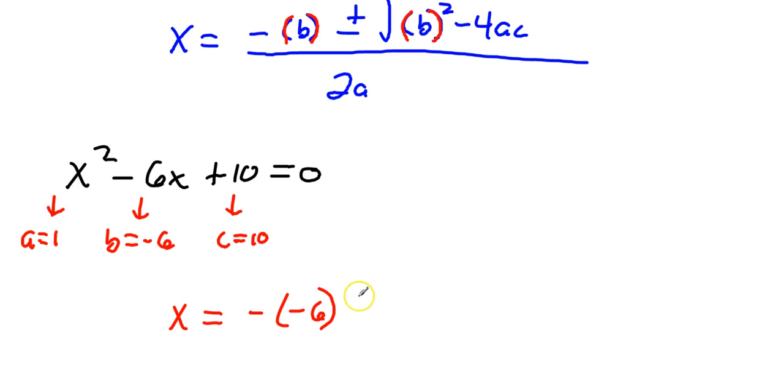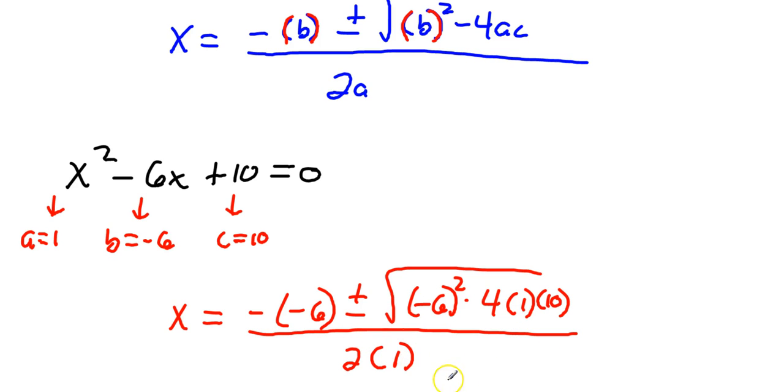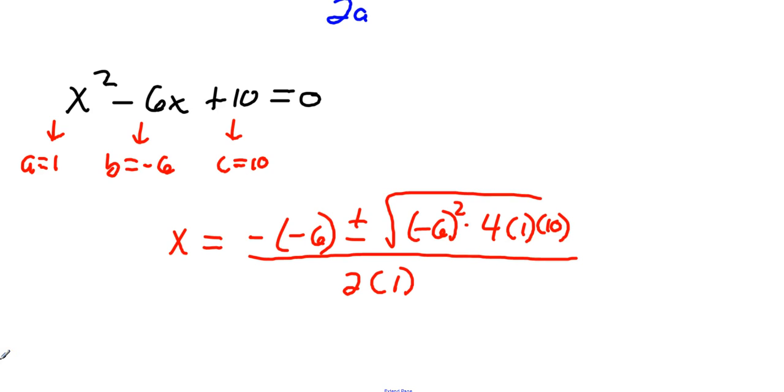So I'd say go ahead and put this in parentheses here. Same thing when you do the B squared on the inside. Put that number in the parentheses. The A is 1. The C is 10. That's all divided by 2 times 1. Okay. Minus negative, make that a 6. -6 squared is going to be 36.